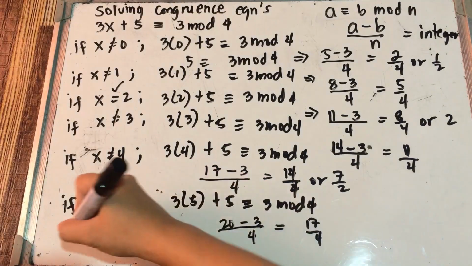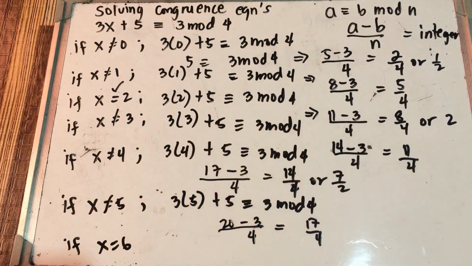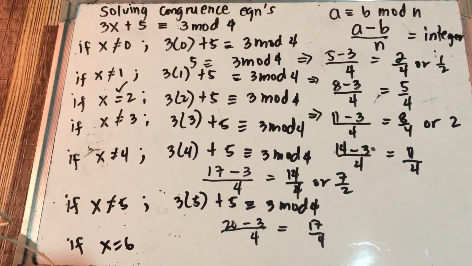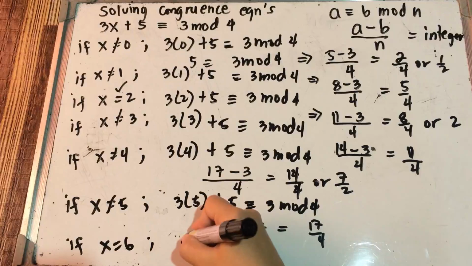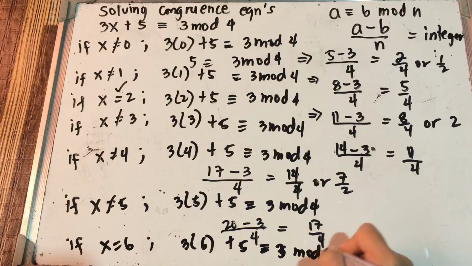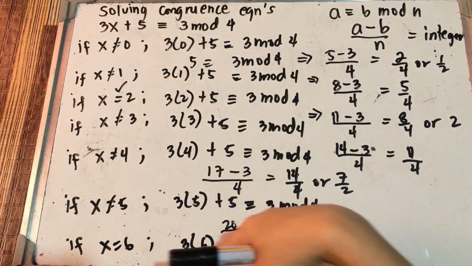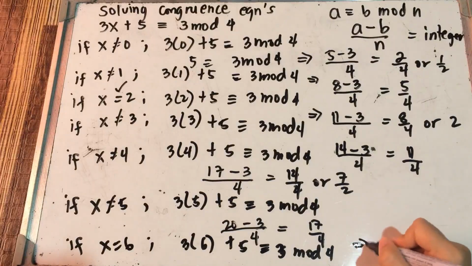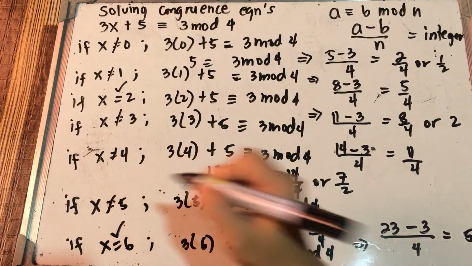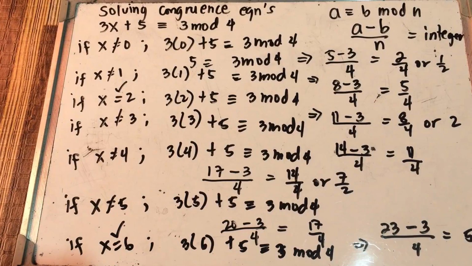Ituloy lang natin. If x is equal to 6, next, 3 times 6 plus 5 is congruent to 3 modulo 4. So, we have 18 plus 5, 23 minus 3 over 4. Aray, 20 over 4 is 5. That is an integer. So, ang next solution is x equal to 6. May nakuha na tayong at least dalawang solution. And then, tingnan natin ang pattern.